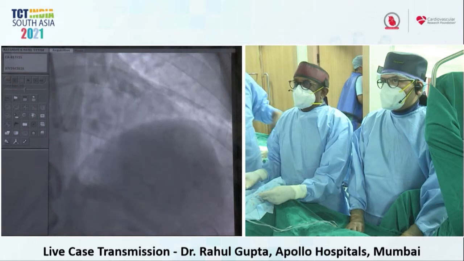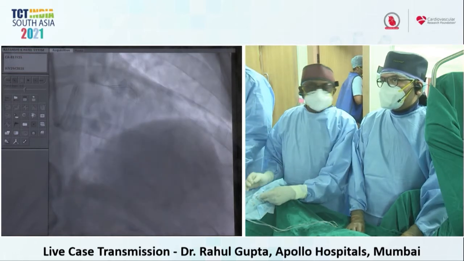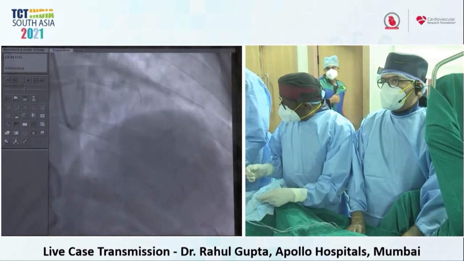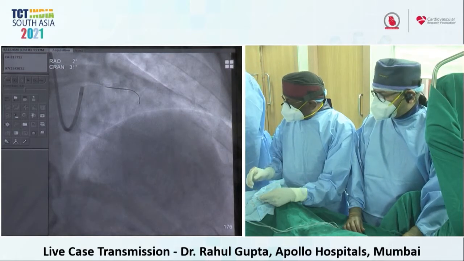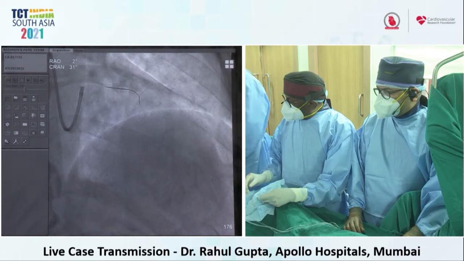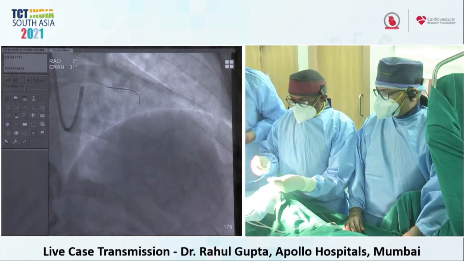So I think this kind of a system is actually useful. We have to use 7 French or even 6 French. And the other point is that we've actually found a higher number of radial artery occlusions using this railway system.